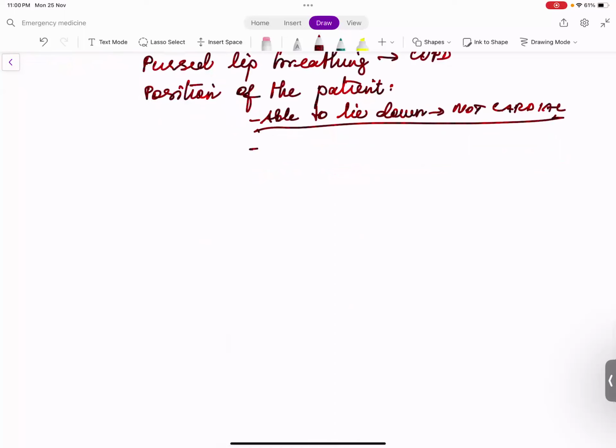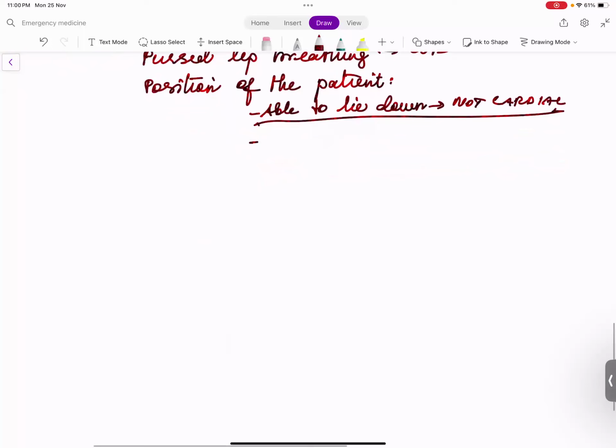Of course, there's an overlap also. Tripod position also occurs in respiratory disease. This is just a screening. If he is not able to lie down, or any patient is brought in a stretcher who is not able to lie down and is fairly comfortable in a sitting position, then the first thing which should come to your mind is cardiac cause.